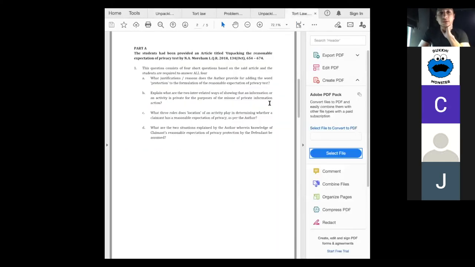Should we move on to the second question? Yes, thank you. Explain what are the two interrelated ways of showing that an information or an activity is private for the purposes of the misuse of private information action. In many of the answers, the basic argument would come back to those two principles. The first is the societal principle, and the second is the privacy signals that the claimant gave. So even the answer to this one would be that.